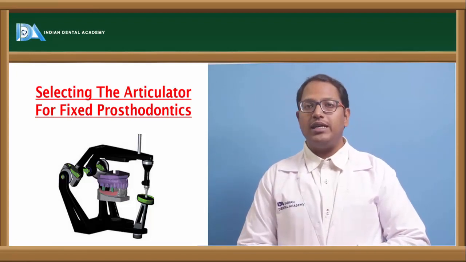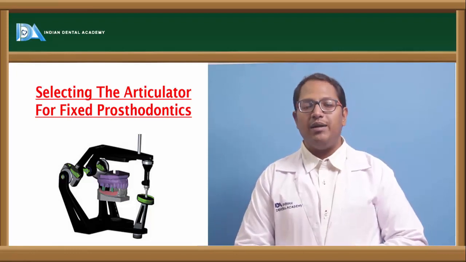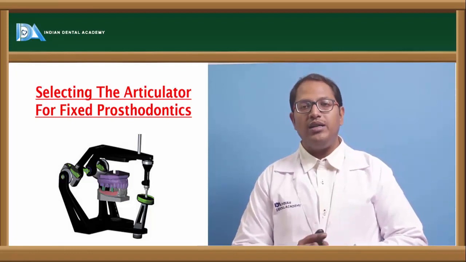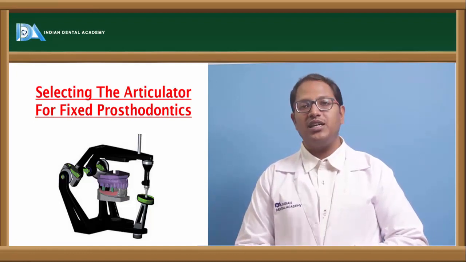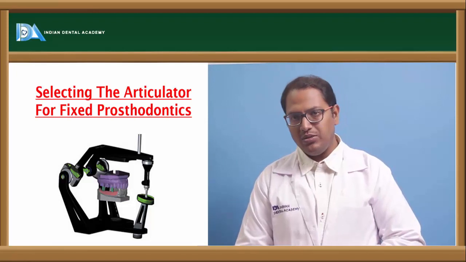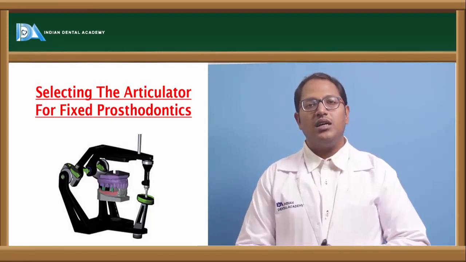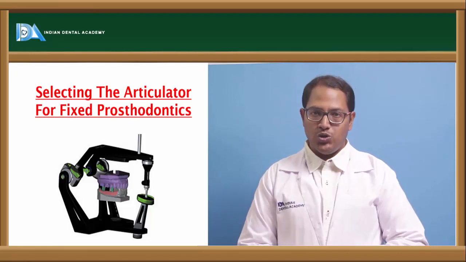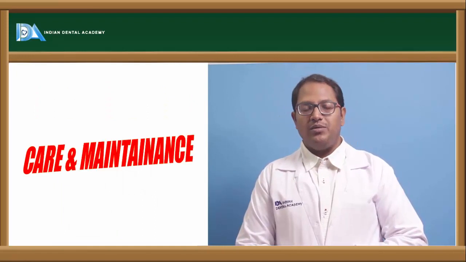For a full mouth case, full mouth rehabilitation, when you want to rehabilitate the occlusion and the aesthetic outcome of the patient, at that time again you will require a semi-adjustable articulator. Whereas for a single crown or a bridge of 3 units, a normal mean value articulator will also do. So selection of articulator is a very important topic.